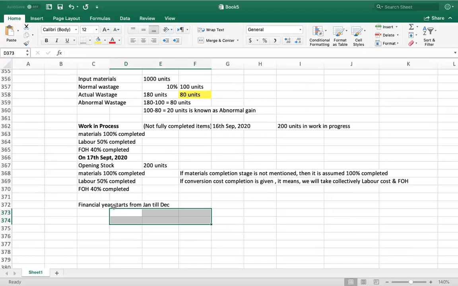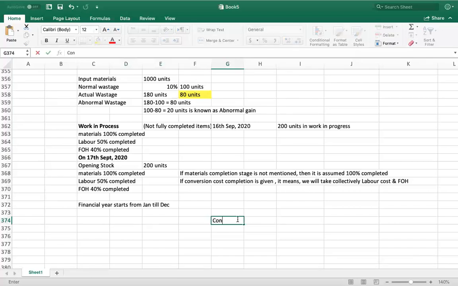Abdul Karim: I don't understand. If conversion cost is given, it means you will take labor and overhead collectively. If you remember, in the very beginning we discussed conversion cost. Conversion cost is equal to labor cost plus factory overhead.